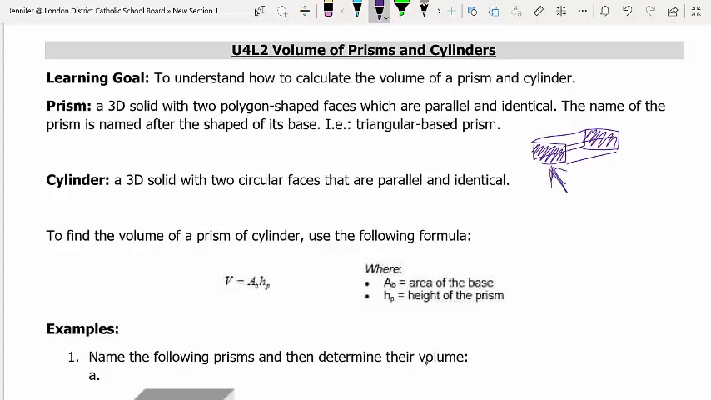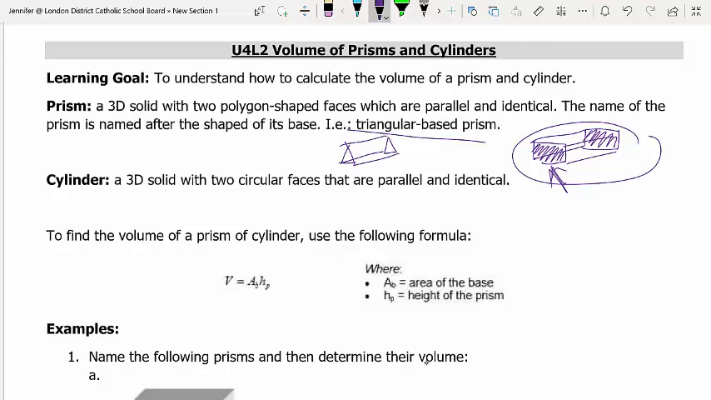Because the two shapes that are opposite each other are rectangles, we say that the base of this is a rectangle, so therefore we would call this one a rectangular base prism. A triangular base prism would mean it has triangles for a base, or for the shapes that are opposite each other. And it would look like that.